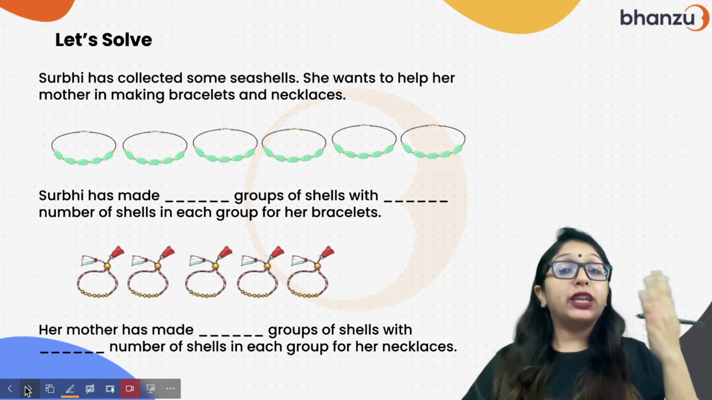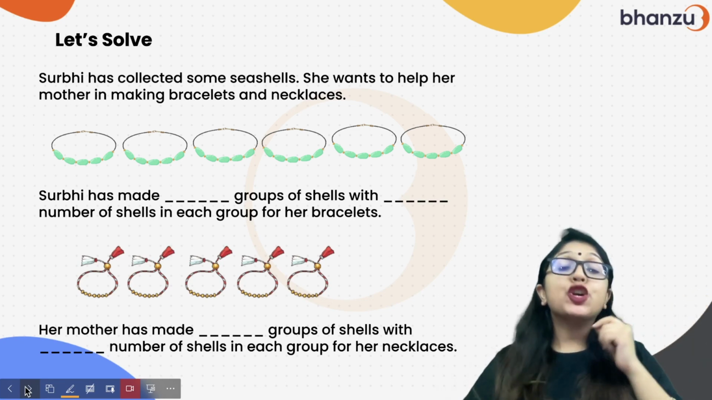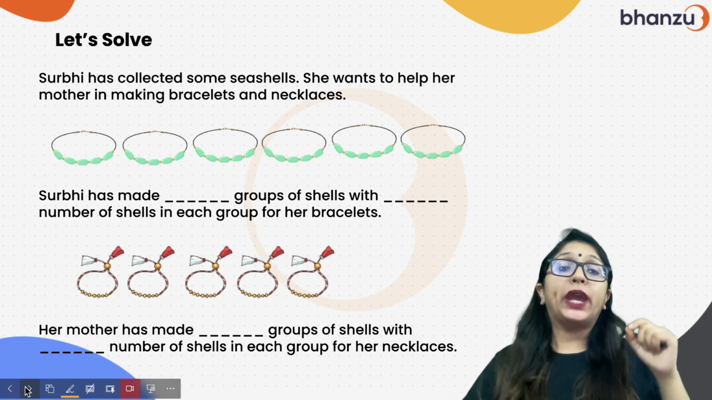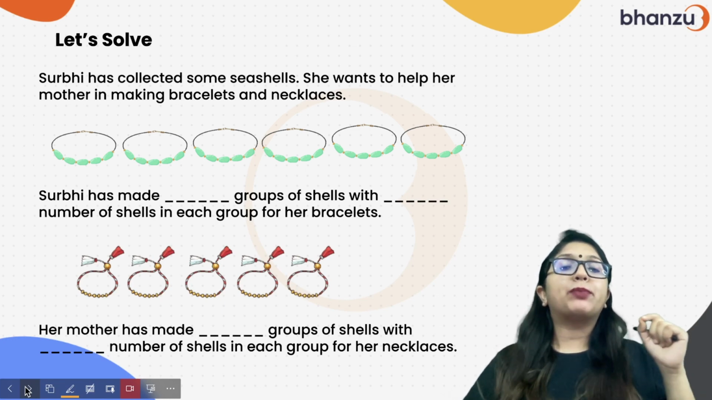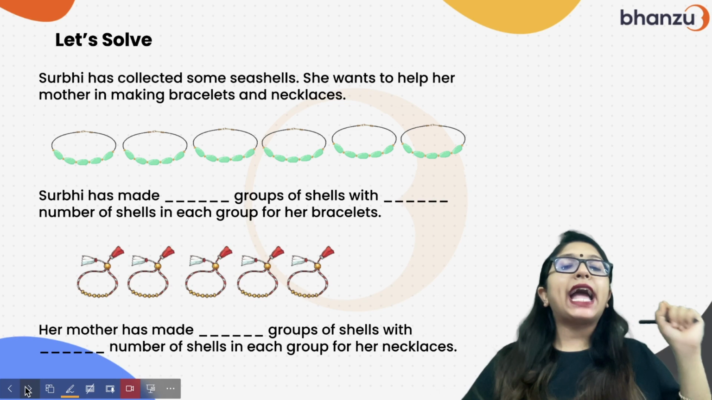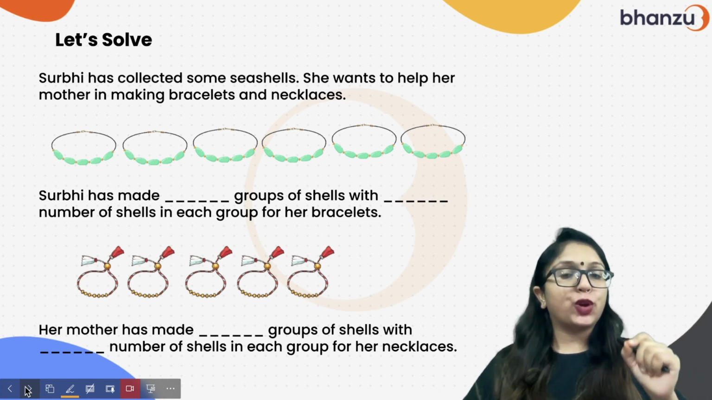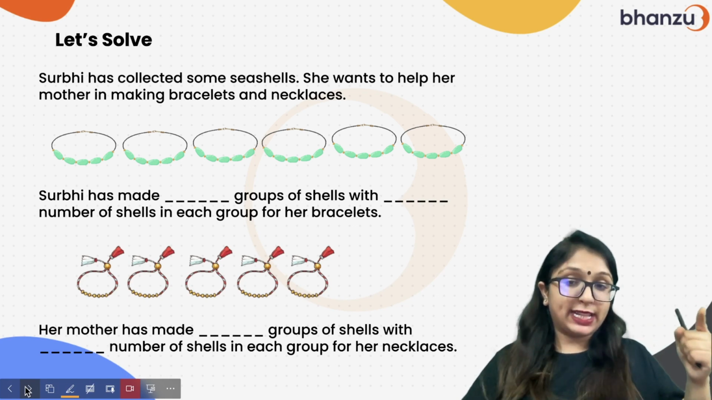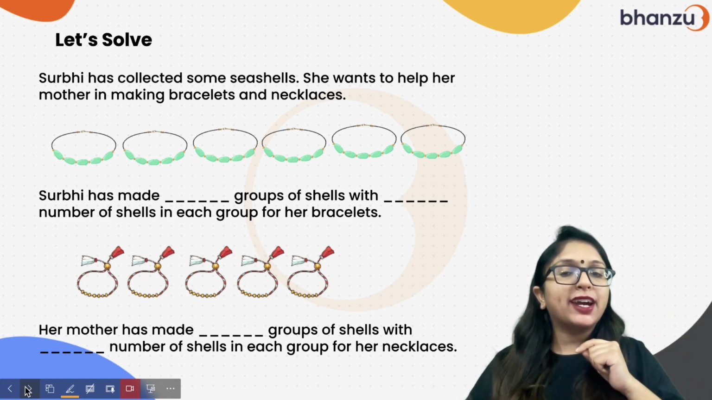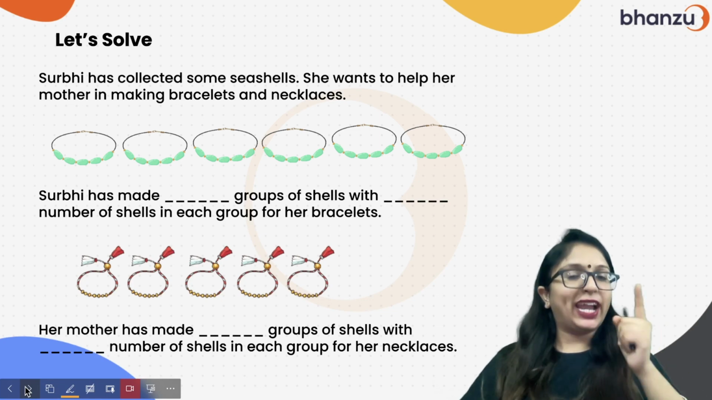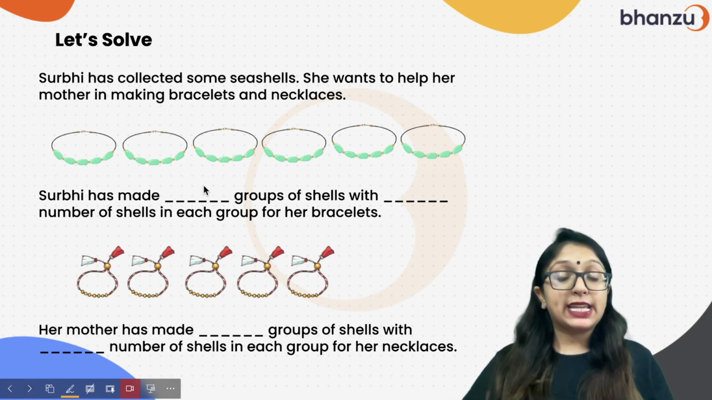In the fair, on the next stall, we see Surbi. Surbi has collected some seashells and she wants to help her mother in making bracelets and necklaces. Now, Surbi has made dash groups of shells with dash number of shells in each group for her bracelet. Now, if you look at all these bracelets, how many groups are there? Let's see. 1, 2, 3, 4, 5, 6, right? There are 6 groups of shells.